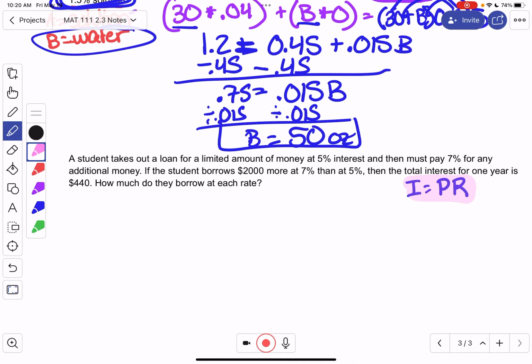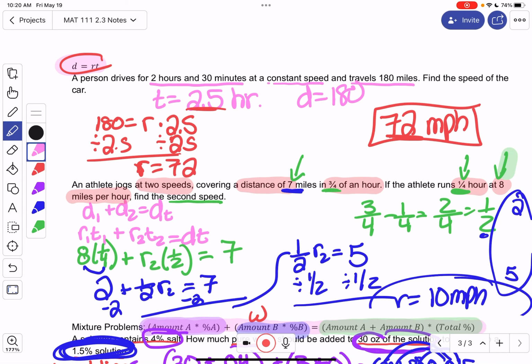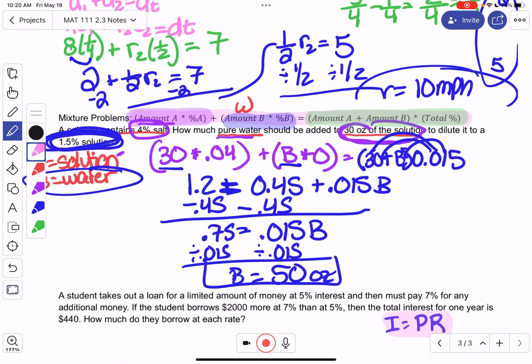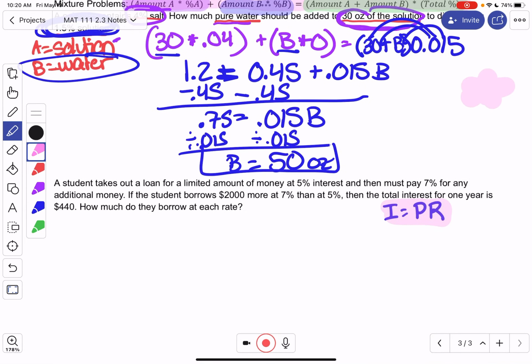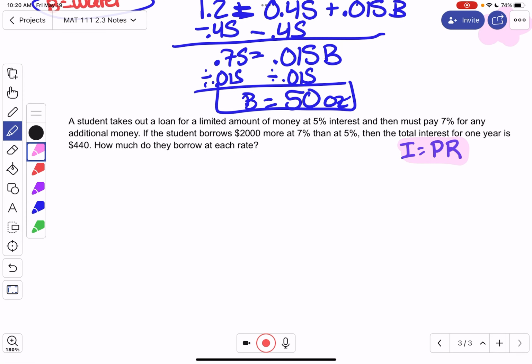And then we're going to combine it kind of like we did with the distance problem up here, this one right here. And we're going to do it like the mixture problem. We're combining 2 different loans. So let's see how we do. A student takes out a loan for a limited amount of money at 5% interest, and then must pay 7% for any additional money. If they borrow $2,000 more at 7% than 5%, then the total interest is $440. How much did they borrow at each?